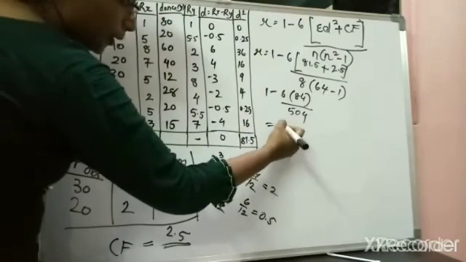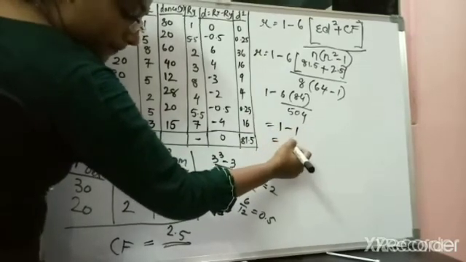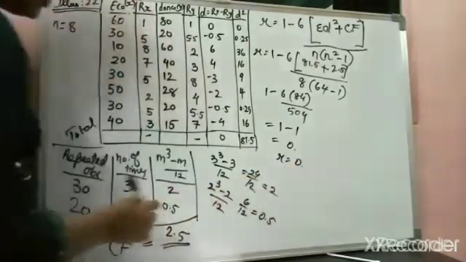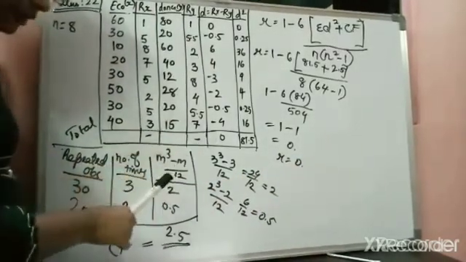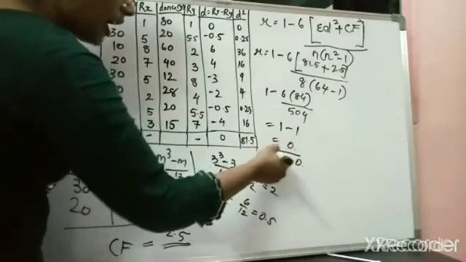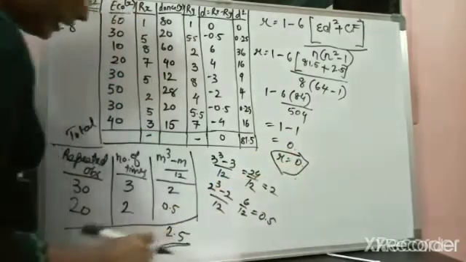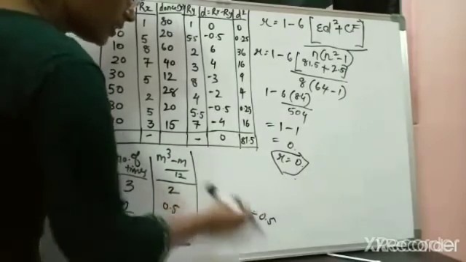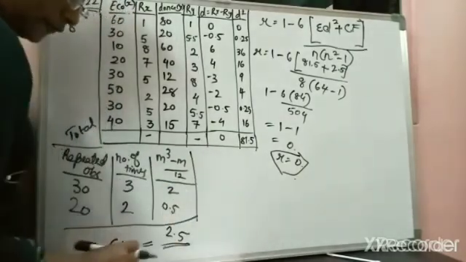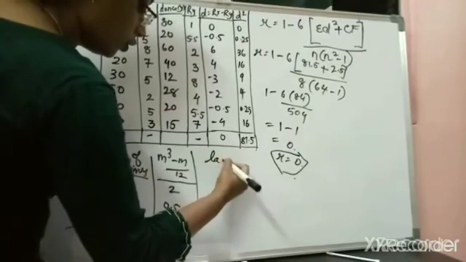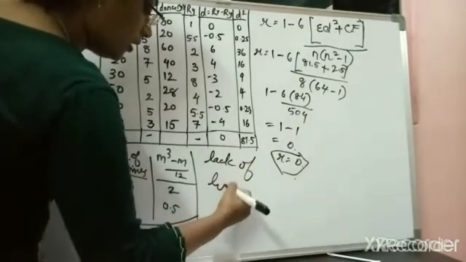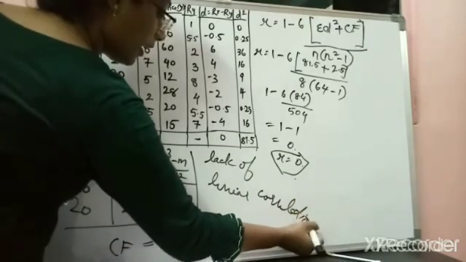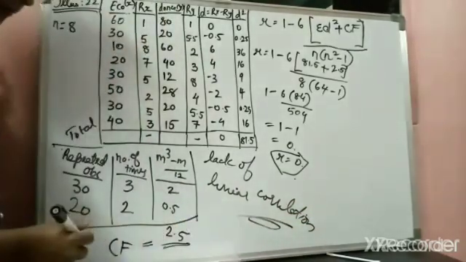So last answer would be 1 minus 1 is equal to 0. So your R is equal to 0. So what would be the decision you have to take? When your R is 0, then you have to write that there is lack of correlation existing in this sum. Okay, so you have to write there is a lack of linear correlation. I hope it is clear to you.